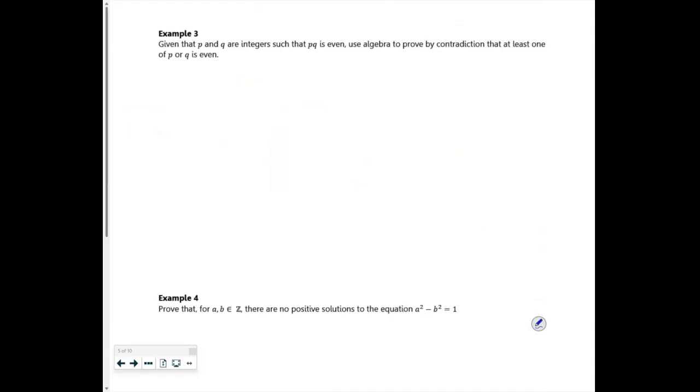Right. So what's the opposite of, oh sorry, no, not the opposite. What's the negation of at least one of P or Q is even? And that is that both of them are not even. So the negation is that both are odd, that P and Q are odd. So I'm going to assume, so this is my contradiction, just write it in a different colour so it stands out. Don't do it in the exam though, but it just helps you when you look back on your notes.